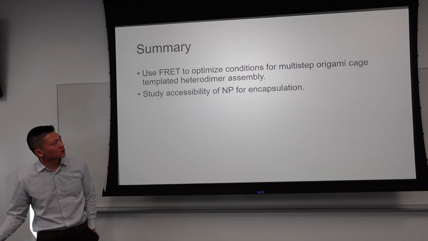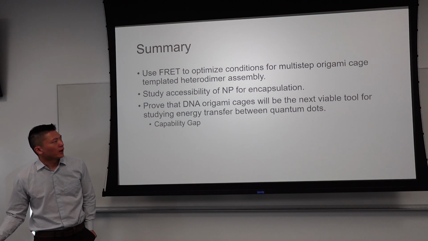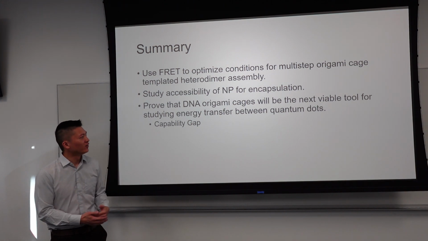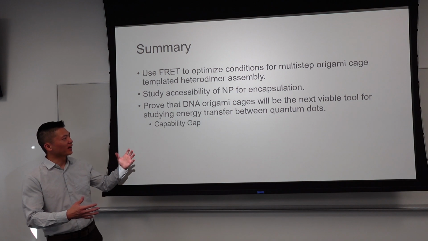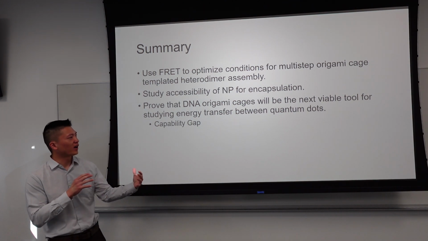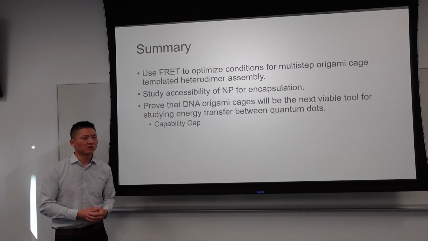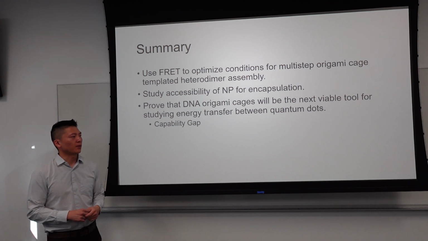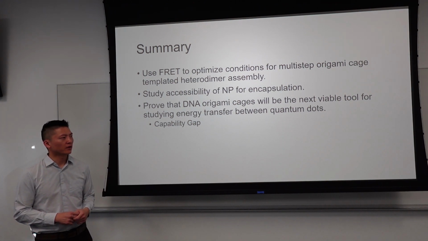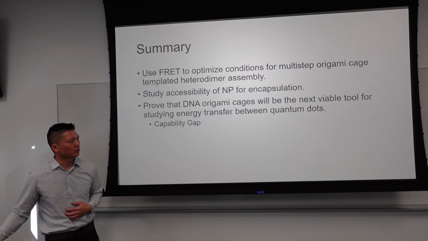And of course, study accessibility. From that, hopefully from those optimized conditions, we can study accessibility of nanoparticles for encapsulation. And one of the final, it's a capability gap, but we would like to show that DNA origami cages are going to be the next viable tools for studying energy transfer between quantum dots, because quantum dots right now are a hot topic in their ability to transfer energy. Again, lots of applications that I mentioned before.